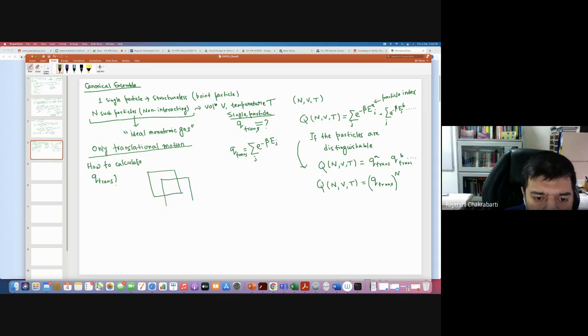of a cubic box of length L. And in that box, I have the particle. I have a single particle, of course, structureless.